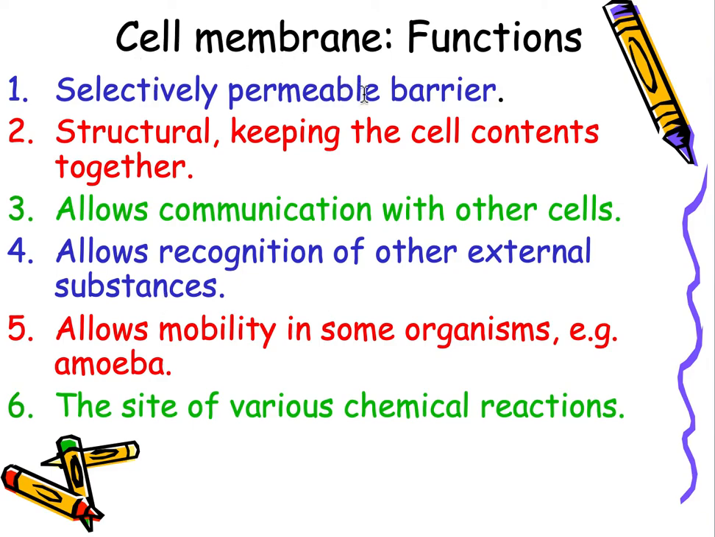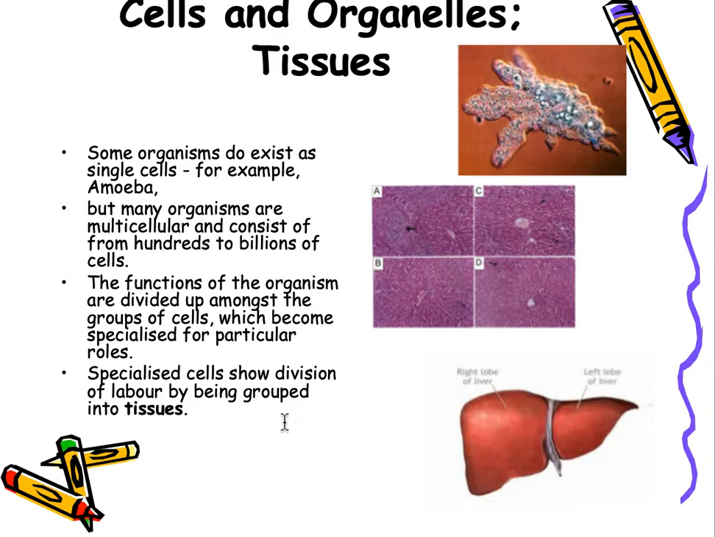So what are the different functions of the cell membrane? The cell membrane provides a barrier, a selectively permeable barrier, which means it allows some substances to pass but not all. It keeps the structure and keeps the cell contents together, allows communication with other cells, allows recognition of other external substances, allows mobility in some organisms with the help of specialized functional units, and is the site of various chemical reactions. In simple words, it is like a wall. It has windows and doors that help the cell communicate with the outside environment and helps the cell survive.